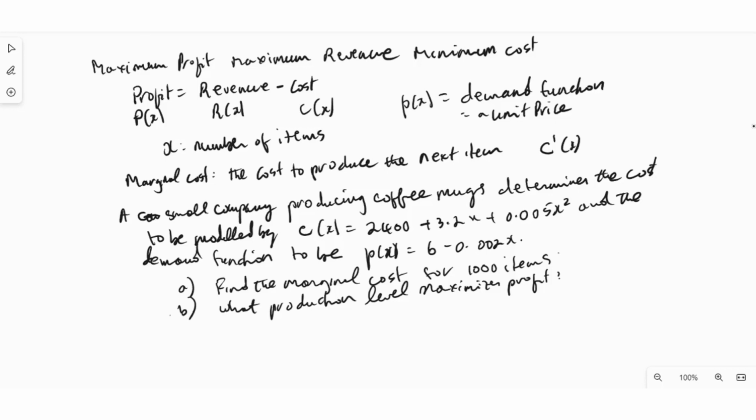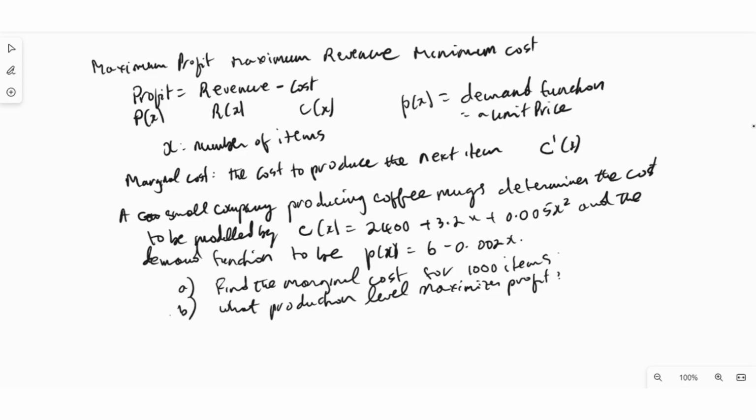Okay, today's lesson will be optimization part 2, which is applied to business and economics. So we'll do one question for this one here. In business, we would like to maximize profit always. We'd like to maximize revenue. We'd like to minimize the cost.